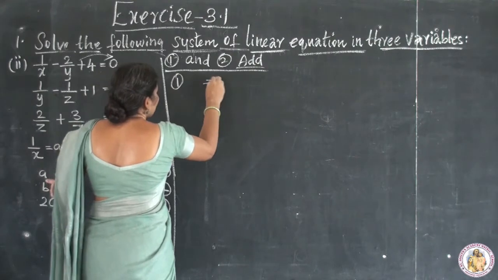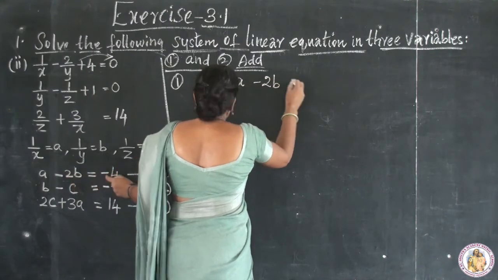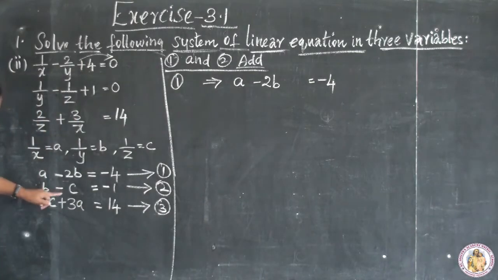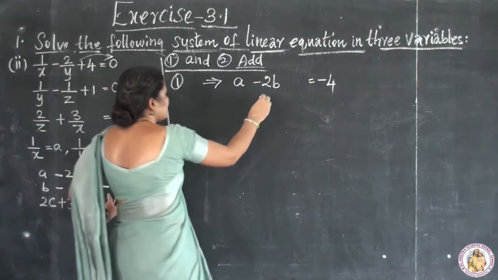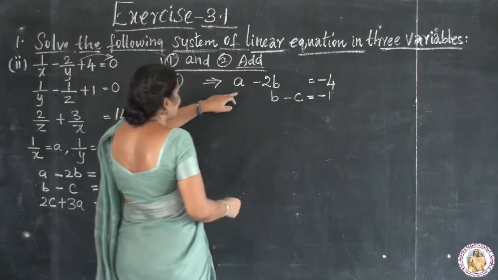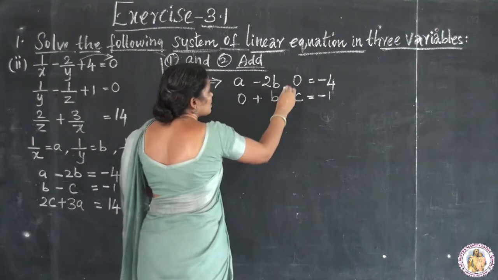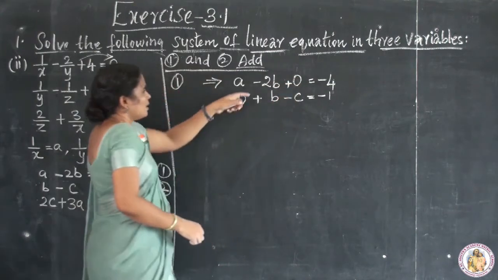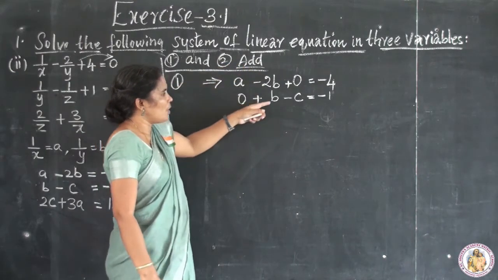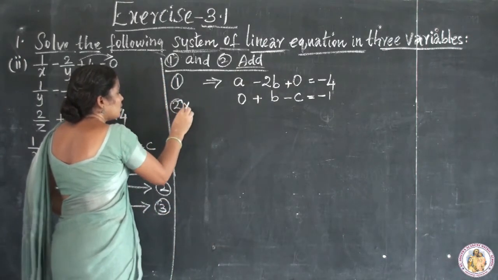a plus a minus 2b is equal to minus 4. Taking the second equation, b minus c is equal to minus 1. In the place of a, use 0, and here also in the place of c, use 0. Okay. Now we can see we have different variables. We are not able to cancel either a, b or c. So to make it simple, multiply the second equation into 2.